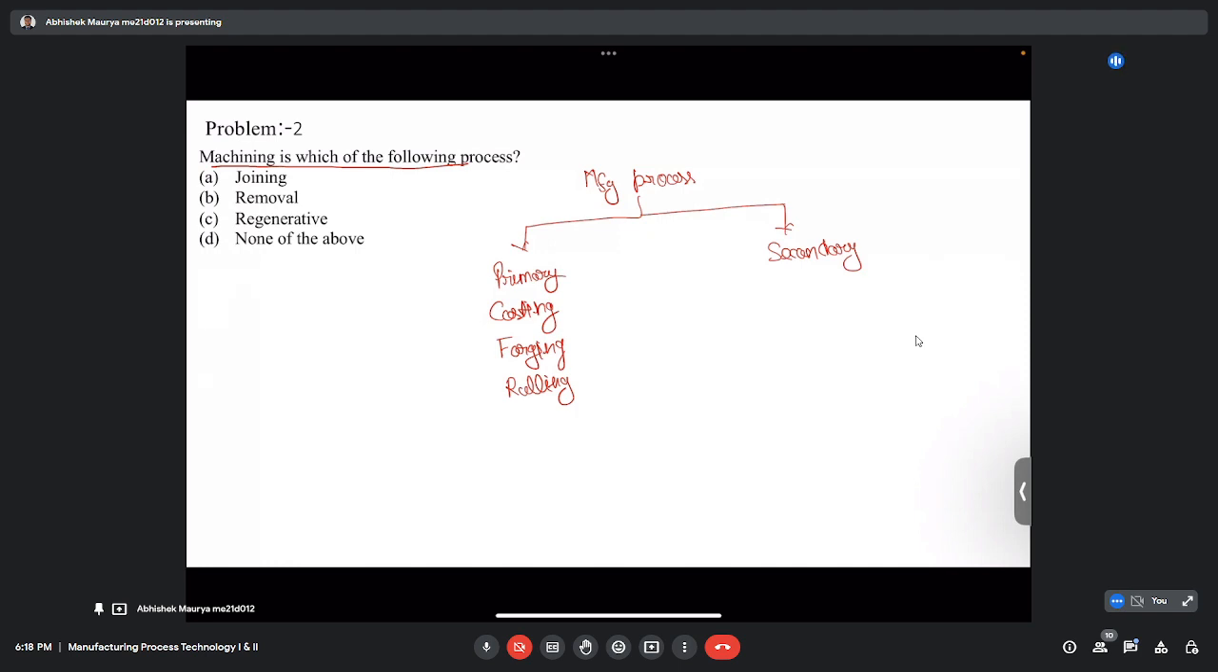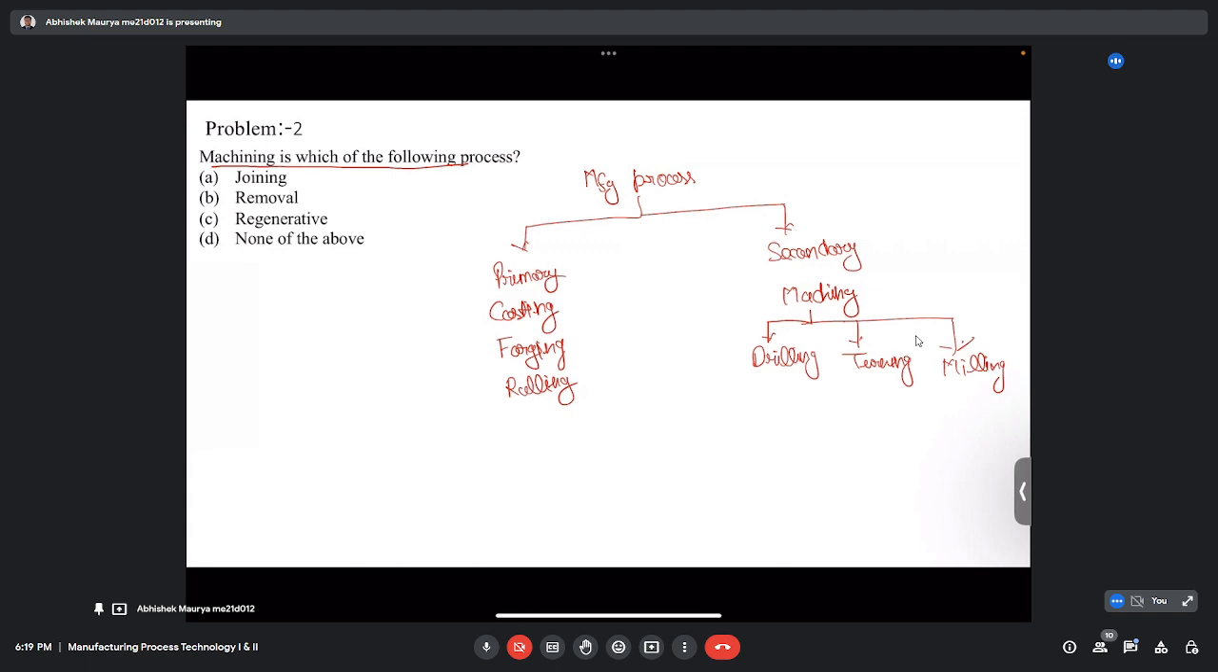So in secondary processes, we try to achieve the dimensional accuracy. So we try to reach the tolerance, surface finish. So these are the secondary operations. So machining is a secondary process. There are many processes inside machining, like drilling, or let's say turning, or let's say milling.